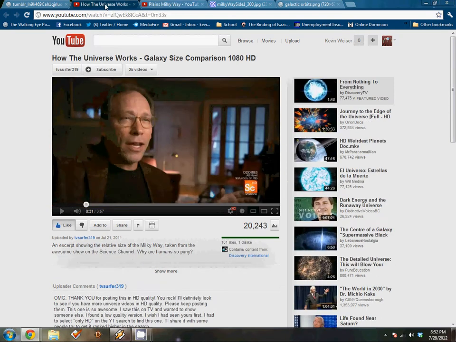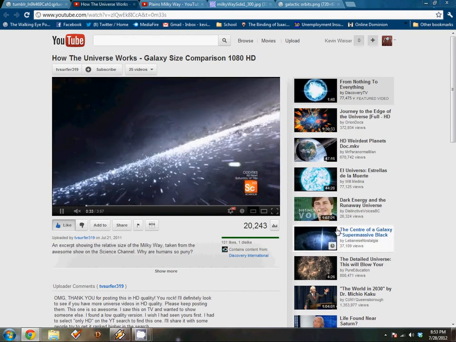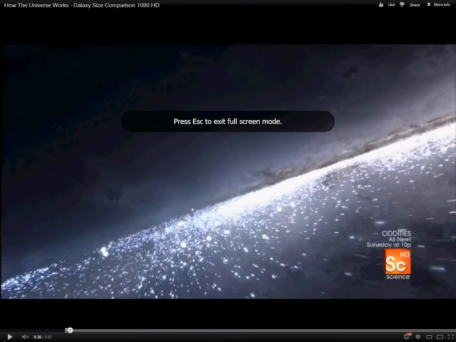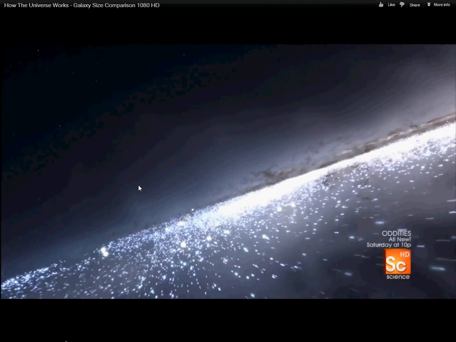Now, as far as size goes, it is a fairly large galaxy, but not the largest. There's a lot of globular clusters and dwarf galaxies that are much smaller than this, but there's also quite a few that are quite a bit larger.